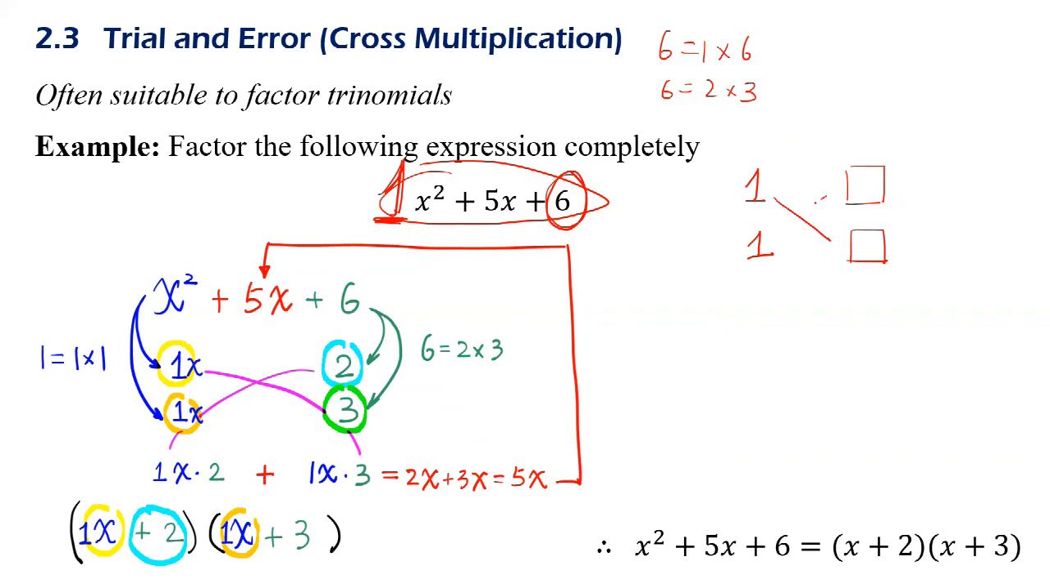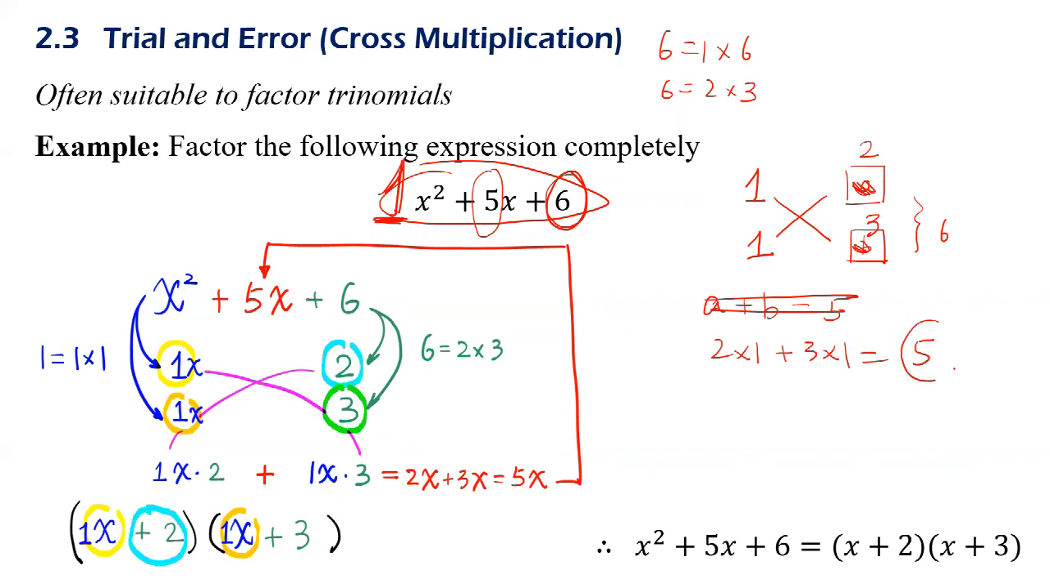And when we check the cross multiplications, suppose this is A, this is B, the sum of the multiplications should equal the coefficient in the middle, which is 5, right? So as you can see here, it's better to put a 2 here and a 3 here. The product of 2 and 3 is 6. And if you put 2 and 3, 2 by 1 plus 3 by 1 is 5, which is the coefficient right in the middle, right?